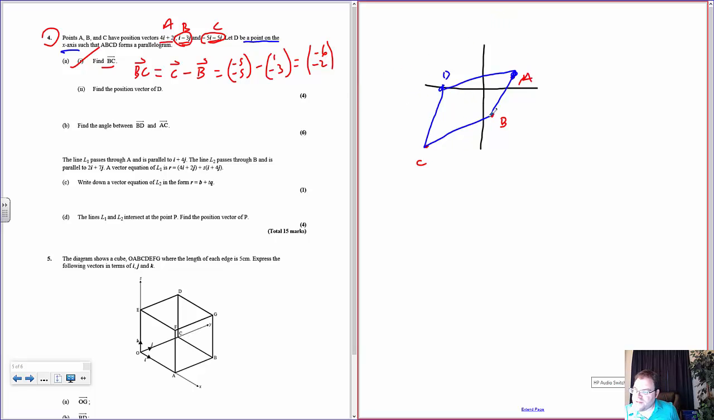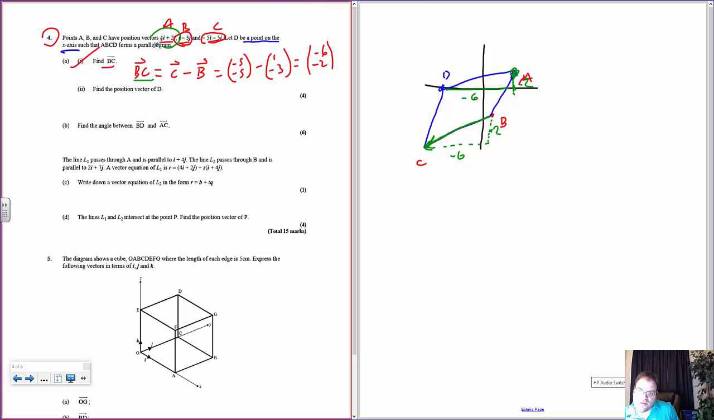Well, it'd be nice to know this vector here from C to B or from B to C, because I can figure out how far down to go and how far to the left to go if I knew this vector, these components. And that's what I found. I found BC. That's why they made me do that. So this tells me to go over 6 and down 2. I'll do the same thing here. I'm going to go down 2 and over negative 6.